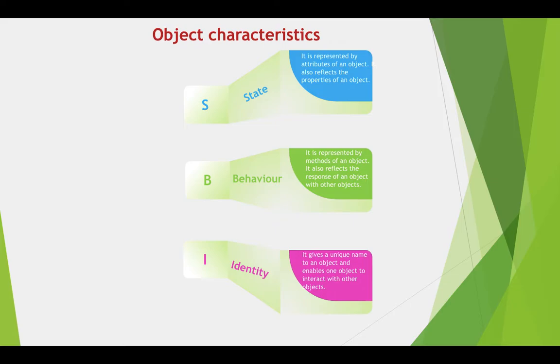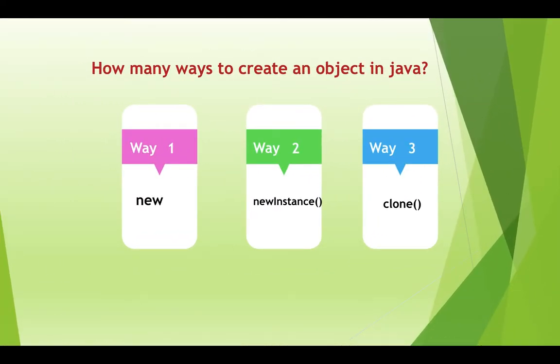Okay, next. How many ways are there to create an object in Java? Mainly three ways we can create an object. One way is the new keyword. We already discussed it in the previous slide, right? So using the new keyword, we can create an object. And there are also two other ways. During learning time, beginners can use the new keyword to create an object.